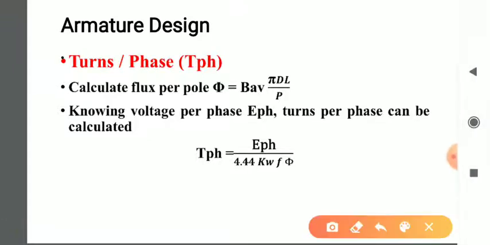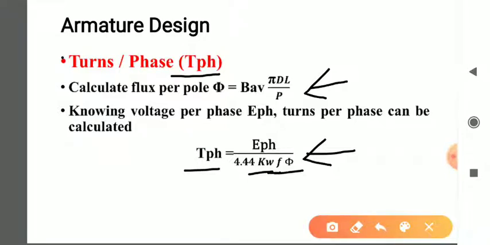The turns per phase is denoted by TPH, and from the EMF equation the TPH can be calculated by using the expression EPH divided by 4.44 kW F into phi, where EPH is the EMF per phase, kW is the winding factor, F is the frequency and phi is the flux per pole. kW for the full pitch winding, as usual, is 0.955, and the flux can be calculated by using the expression of the average flux density as phi equals BAV into pi DL divided by P. So once we calculate the value of the flux per pole, then by using the expression of TPH we can easily calculate the turns per phase.